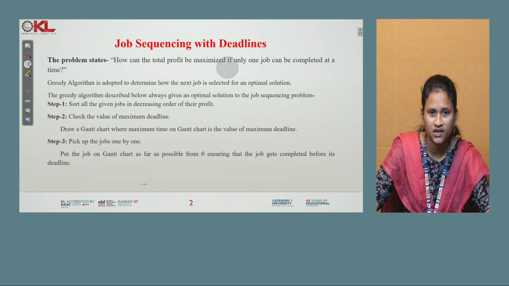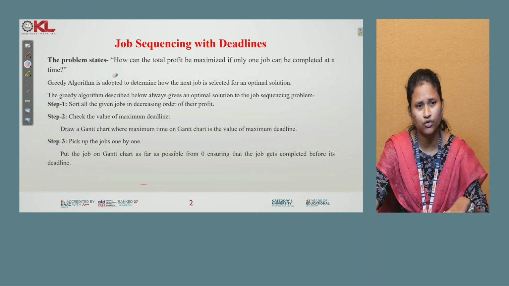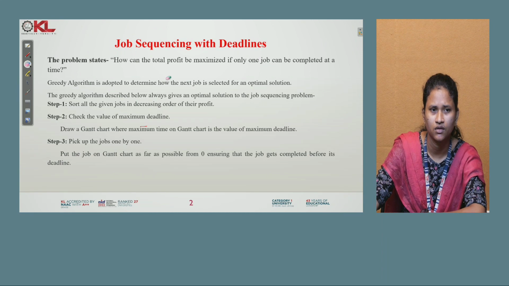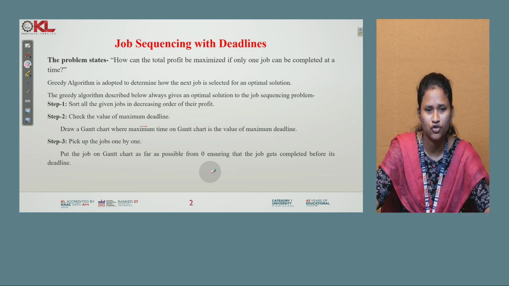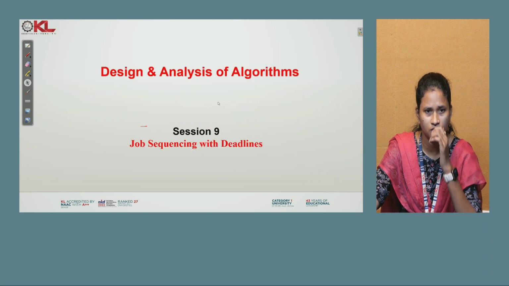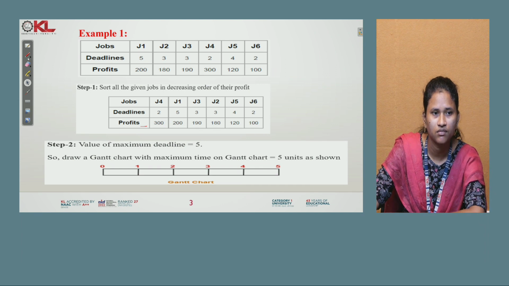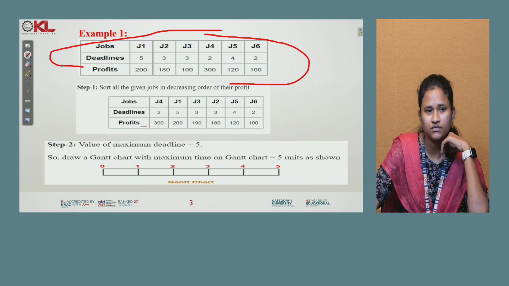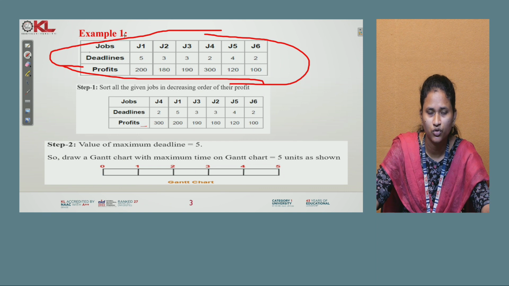What are the three steps we have to follow to solve job sequencing with deadline? First we have to see the input data. What is the input data to solve the problem? One table will be given with a set of jobs. This table is the input data. We have a set of jobs, deadlines and profit values.